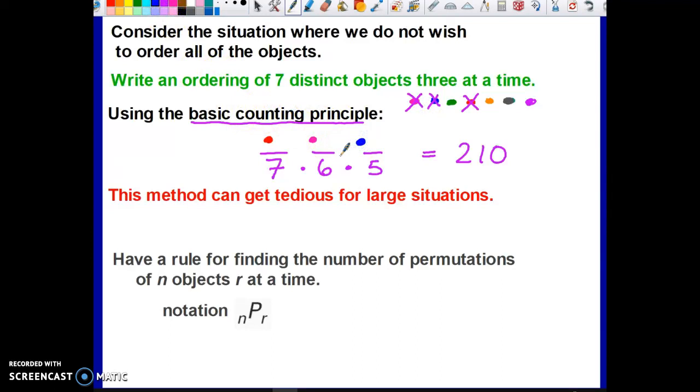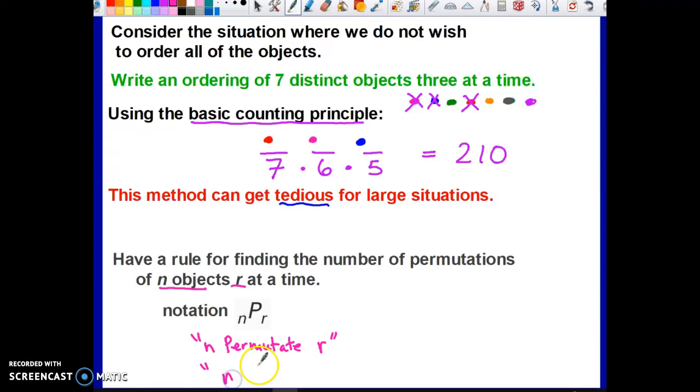I chose red, pink, and blue. But there are 210 different situations. And this can get pretty tedious, and that word just means complicated. I could just be multiplying forever if I had a large number of items. So there's a faster way to do this. This is called taking permutations of n objects r at a time. And so the way that I read this is n permute r.